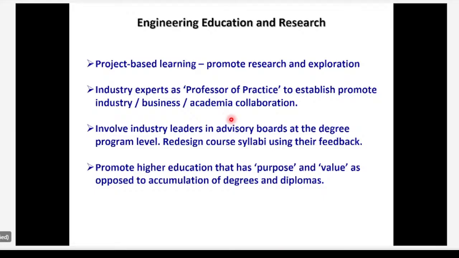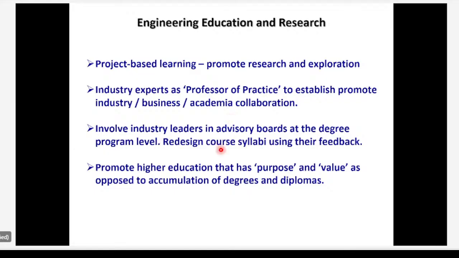Involve industry experts as professors of practice to establish or promote collaboration. So I'm sure it is done here in India, in the US also. A lot of universities have professors of practice, which means experienced industry professionals. They become adjunct faculty for students.